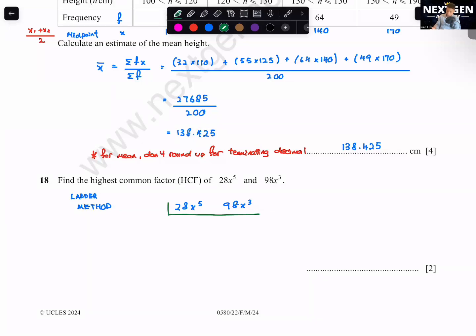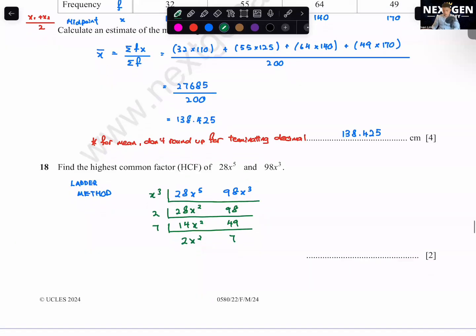What are the common factors here first? Let's settle the x first. X cubed, you get 28 x squared, 98. Next one, 2. You get 49. Then 7. 2x squared, 7. Can I do anything more? 2x squared, 7? Cannot, right? Then we just leave it like this.